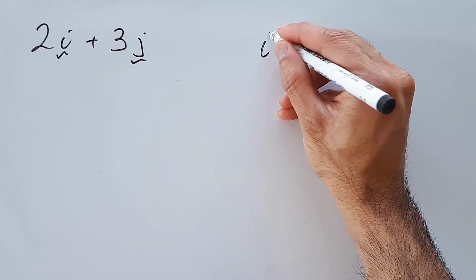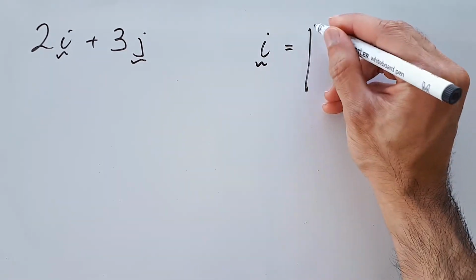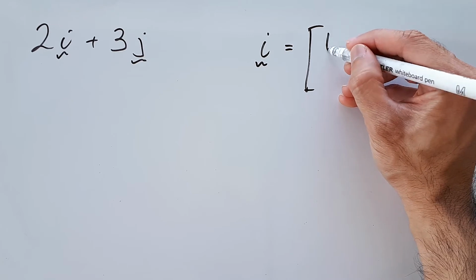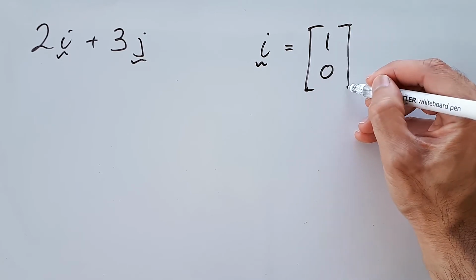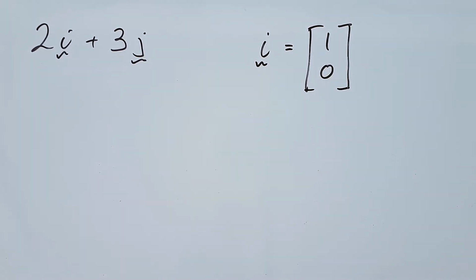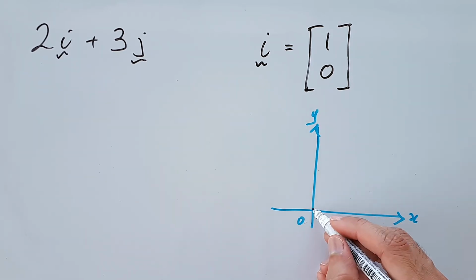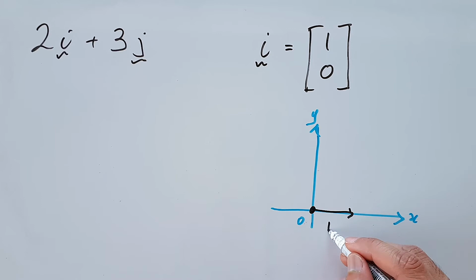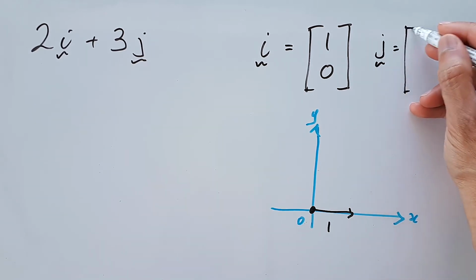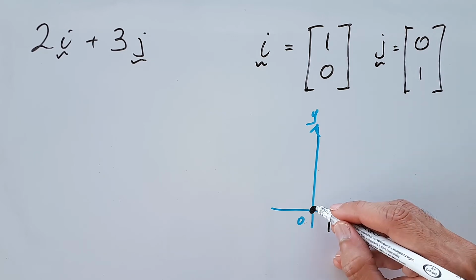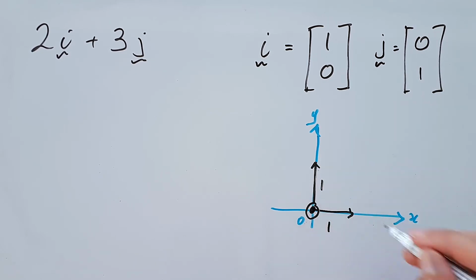i is a vector, and it is a short form representing a matrix that contains the instruction of 1, 0, which means to move to the right by 1 unit. So it would look like this on a graph. You would start at 0 and move 1 unit to the right, but you don't move up or down from there. That's what j is for. It's a matrix instruction of 0, 1, meaning move up by 1 unit.